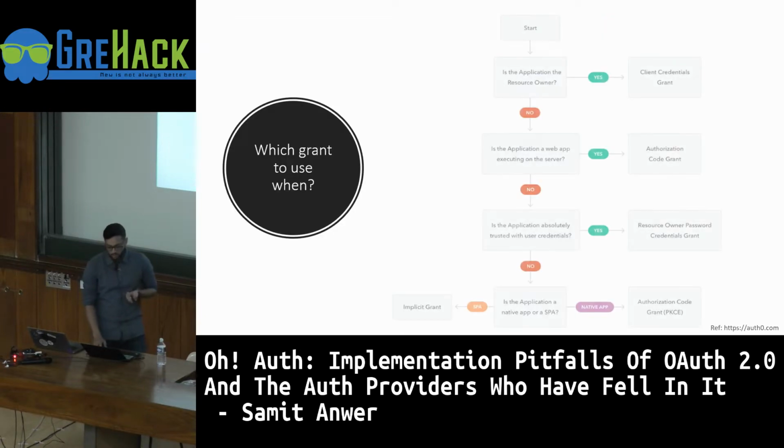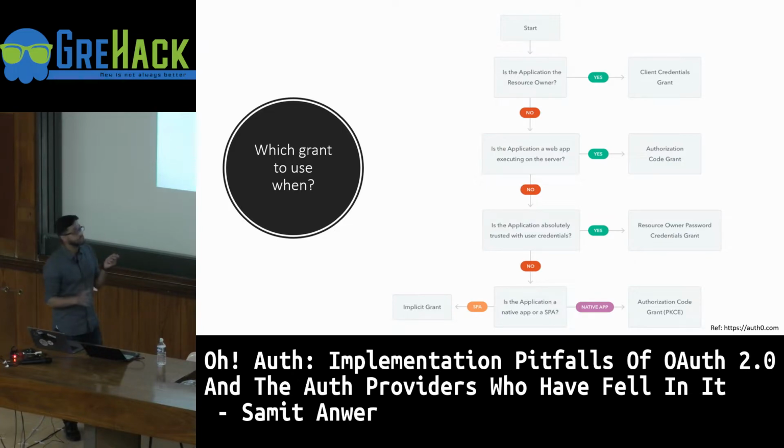So which grant to use when? Simply put, it's like if the application is the resource owner itself. So let's say that Facebook wants to fetch some resources that Facebook itself is owning, like the banner or some details or just the templates or whatever. So Facebook is trying to fetch its own resources. So that's where you go for the client credentials grant.